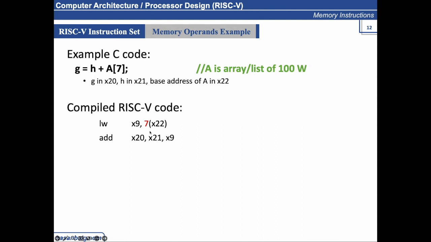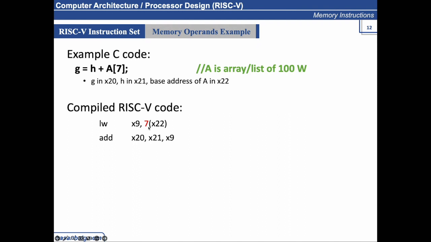So the compiled RISC code would be: x22, which corresponds to the base address of A, and 7 may be an offset to access the 7th element. The reason I have highlighted this is because this is an incorrect value. I'll talk about it soon. Whatever value is at this location, we store it into x9, which may be considered a temporary register. Then x9 is added to H, which is x21, and the final result is stored in x20. So these are the two instructions which are executed.